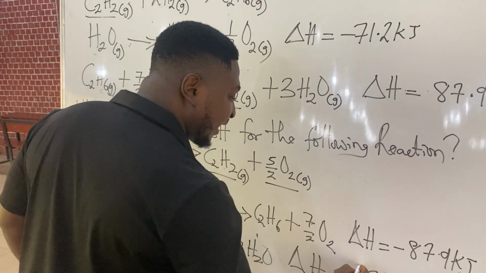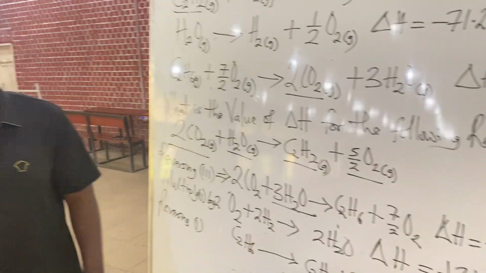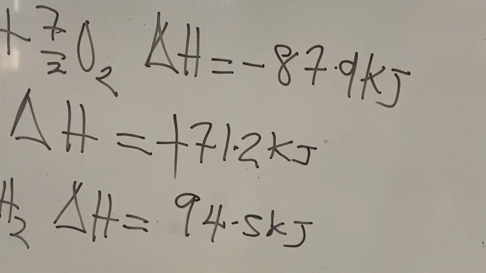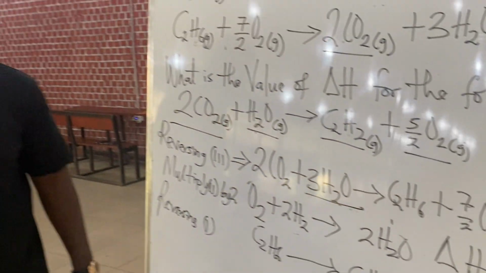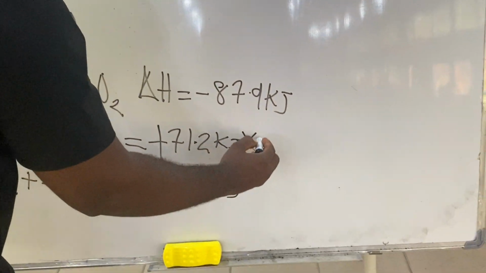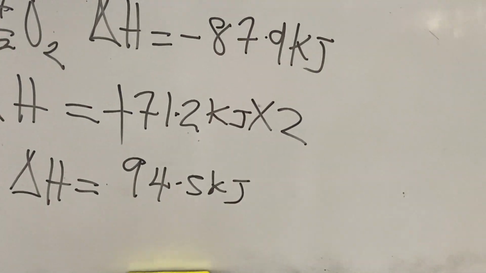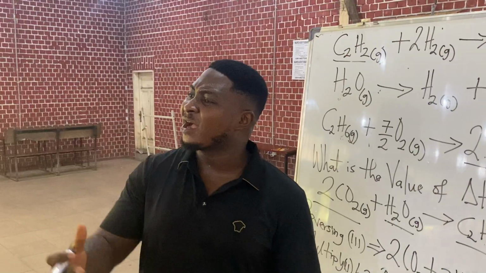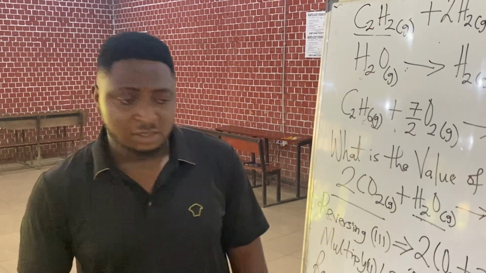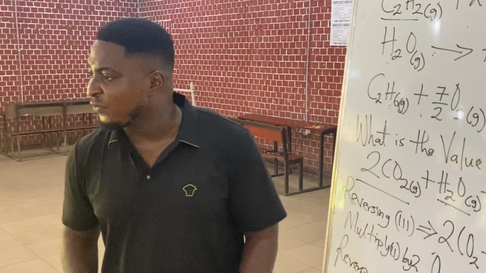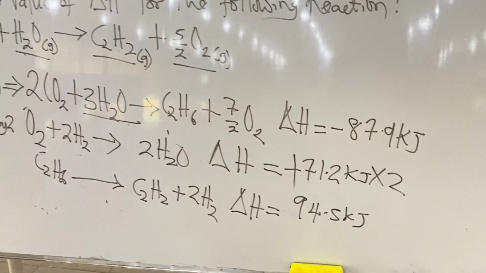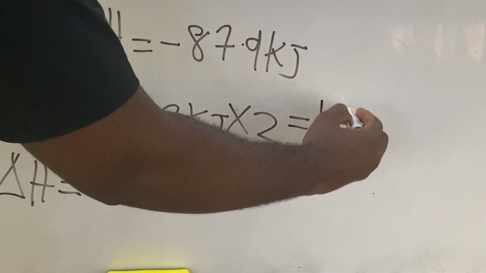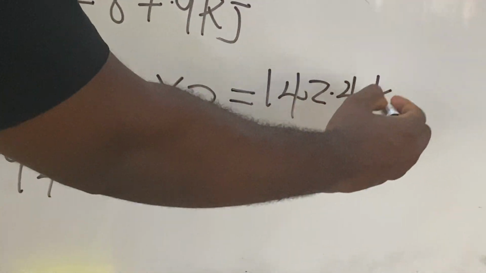Reverse means that the enthalpy change changes from negative to what? Positive. And also multiply by 2, because we reverse and multiply by 2. Don't forget that the explanation is still going to be on the channel. You can go and rewatch several times and understand. 71.2 times 2 will give you what? 142.4 kilojoules.